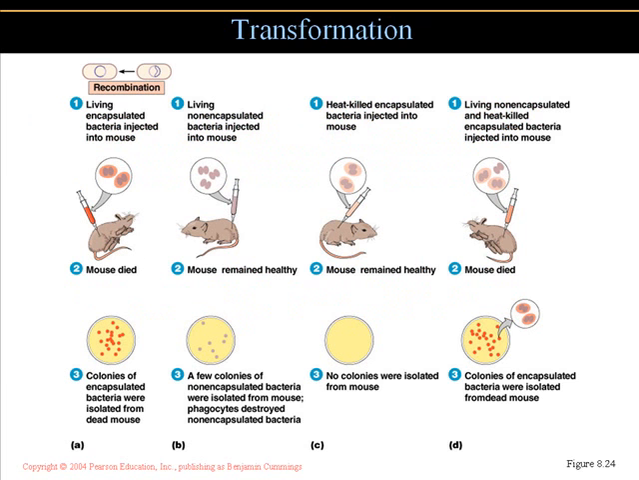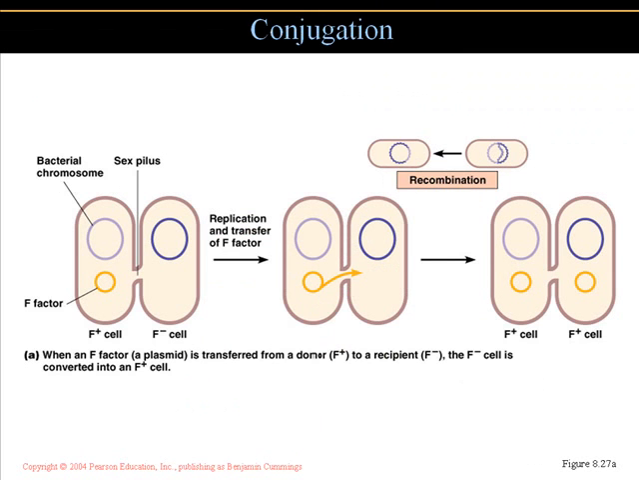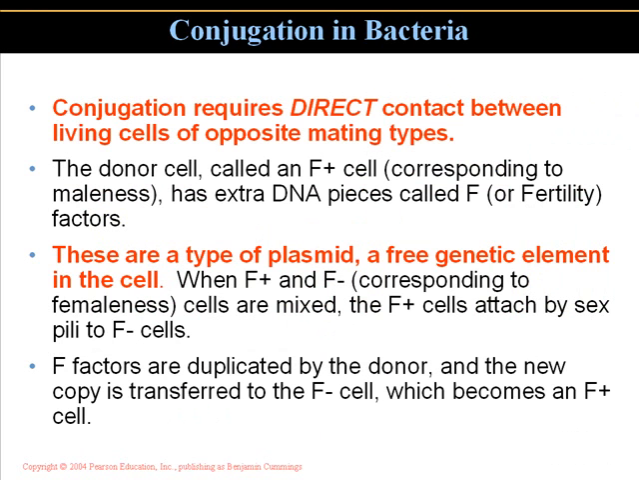And again, these are some of the steps in the transformation, the recombination process that can be manipulated in the laboratory. There is a process referred to as conjugation, which requires direct contact between living cells and opposite mating cells. I'm not going to go into the particulars of conjugation of bacteria, so you're not going to have to know the F site. In conjugation, it does require direct contact of the living cells of these opposite mating units to take place.